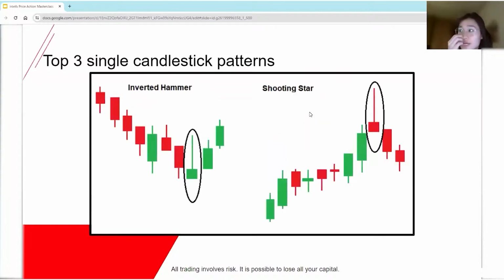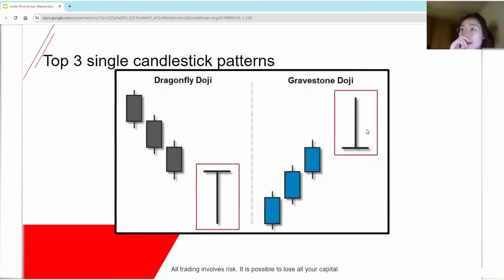If we look at an inverted hammer and a shooting star, again, you see the shape of the candlesticks are exactly the same. Here, we don't really have a lower wick that we're looking at, which is mainly the body of the candlestick as well as the upper wick. So for both of these, this is a bullish candlestick, that's why it's green, and a bearish candlestick, but exactly the same pattern. Okay, and next we have the dragonfly doji and the gravestone doji.